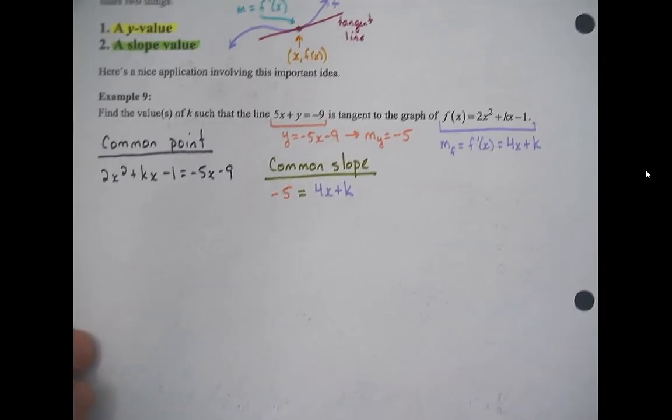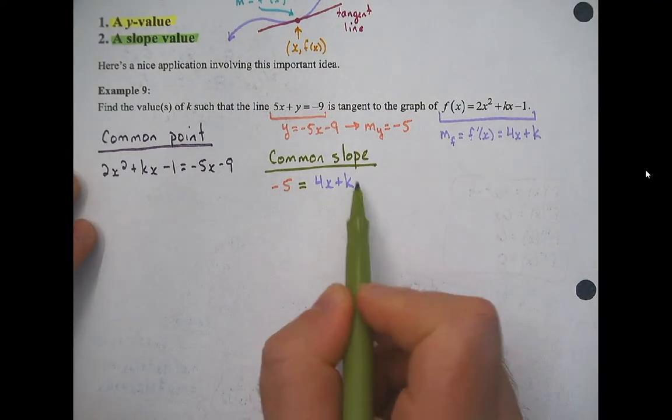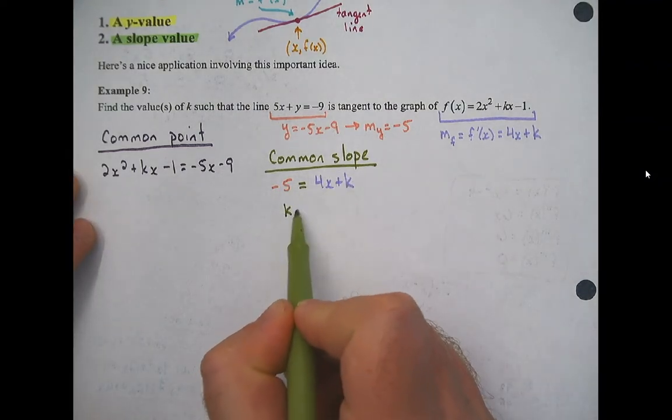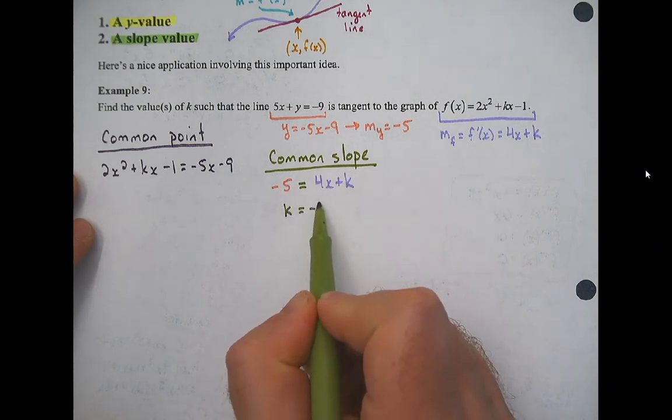And now I've got two equations, both based on k. So I can use them to either substitute or set up a system of equations to solve. I think I'm going to go for substitution. So I'm going to try to get k by itself. I would get k equals, bumping this over there, negative 4x minus 5.